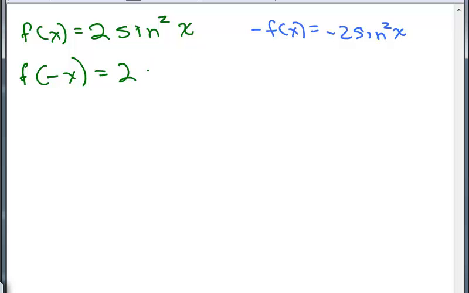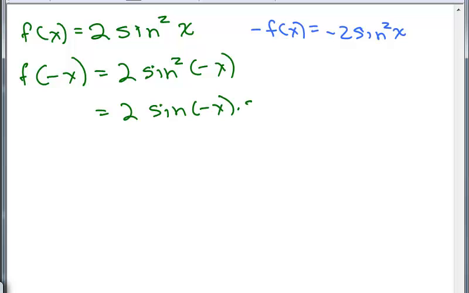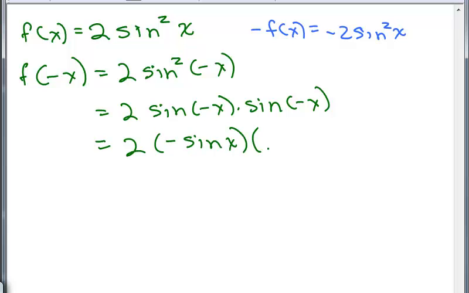So we're putting in sine squared of negative x. Now this is a little confusing, so we have to be careful here. This means the sine of negative x times the sine of negative x, right? And what's the sine of negative x? Well, sine is an odd function, so that's negative sine of x, or negative 1 sine of x. And then this sine of negative x is also negative sine of x. So I have a 2 times a negative 1 times a negative 1. I get 2, and I have sine of x times sine of x, which is sine squared x.